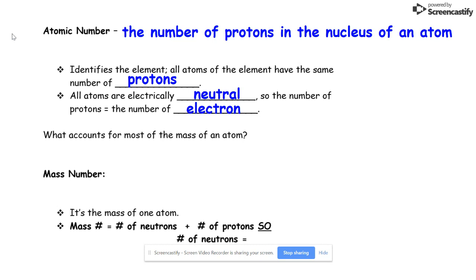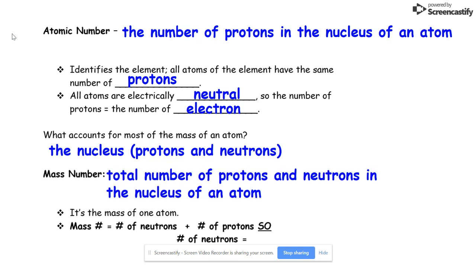And so this led to the idea of, okay, what's going on in terms of the mass? Most of the mass of an atom comes from the nucleus, which remember is the protons and neutrons located in the nucleus. And this is what accounts for what we call the mass number, which is the total number of the protons and neutrons located in the nucleus.